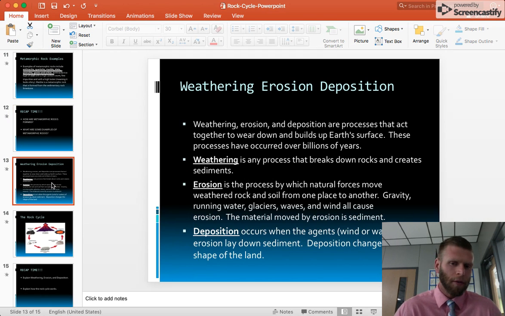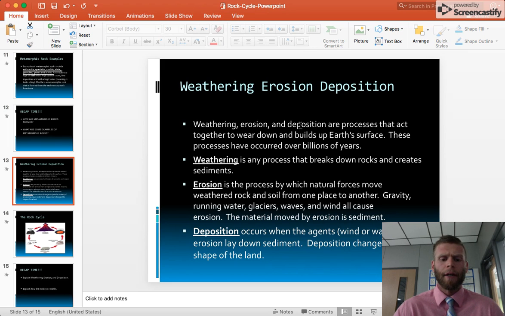All right, so weathering, erosion, deposition. Just a recap, you should have gotten this in elementary, but we're going to go over it again just in case, because it has to do with the breaking down of rock. Weathering, erosion, and deposition are the processes that wear down and build up Earth's surfaces. Weathering is a process that breaks down rocks and creates sediments. Erosion is the process by which those weathered rocks are moved from one place to another. It can be moved by gravity, water, glaciers, waves, etc.